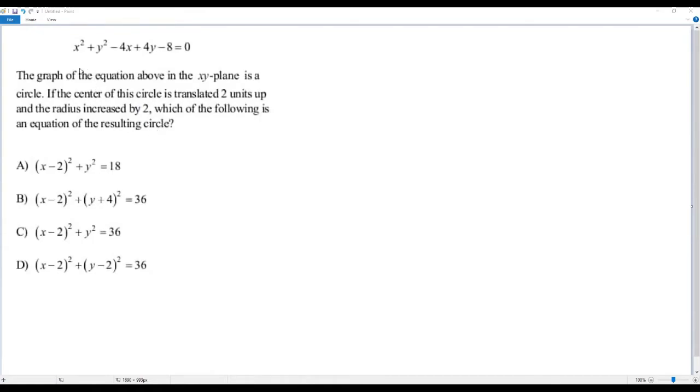Okay, my first work is to get the given equation of the circle in standard form. Let me write the given equation as it is: x² + y² − 4x + 4y − 8 = 0. To get this equation in standard form, we have to write the x terms together, that is x² − 4x, then the y terms together, that is y² + 4y − 8 = 0.